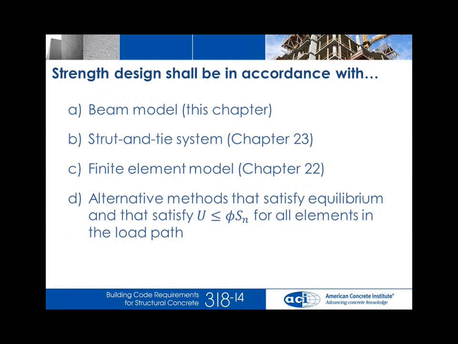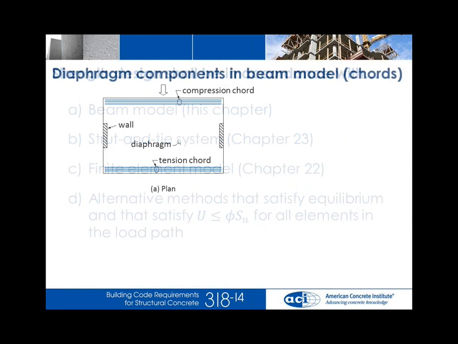But the chapter also recognizes that strut and tie modeling is permitted in accordance with chapter 23, which covers that topic. Finite element models can be used, in which case chapter 22, which provides all the section strengths, can be used to determine whether the strengths provided are adequate. And last but not least, any alternative method that satisfies equilibrium and that provides required strength for all elements in the load path, those methods are also permitted. And there are many practices that really fall into this latter category that couldn't be codified here.